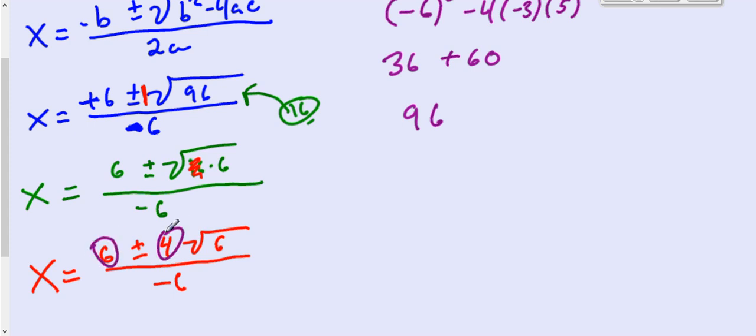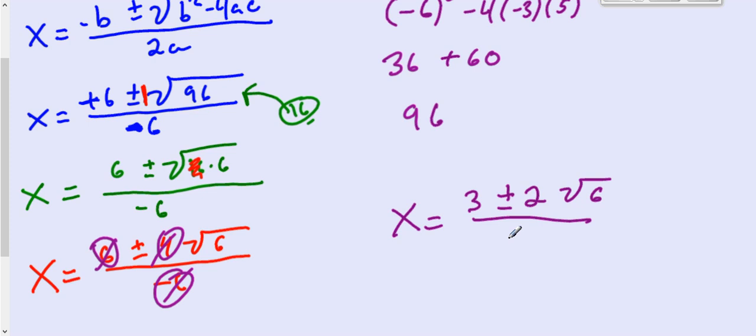Now these three numbers have something in common. They all have a 2 in common, so we're going to simplify them all. And that leaves us x equals 3 plus or minus 2 square root of 6 all over negative 3. Yes, these two have something in common, but all three of them have to have something in common in order to simplify. So our final answer remains this.